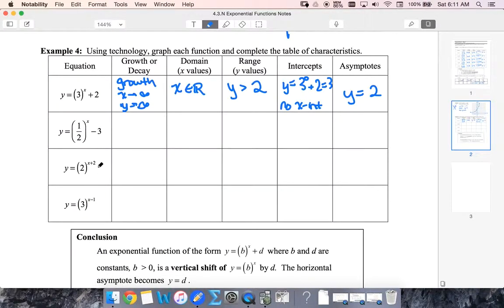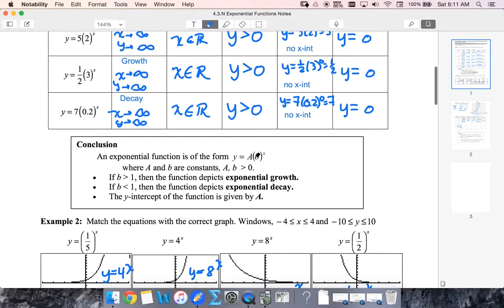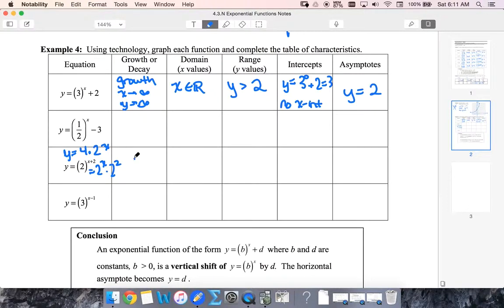But let's think about our exponent rules and this equation. y equals 2 to the x plus 2. Well, that's the same as 2 to the x times 2 to the 2 because of our exponent rule. So if they're being added in the exponent, I can separate them. Well, that's the same as 4 times 2 to the x. So I'm back to an equation that looks like the form of a b to the x. So that tells me that this is growth. Also, the picture told me it was growth.